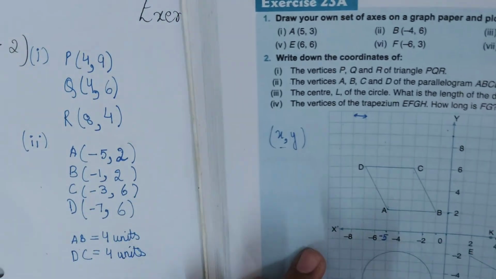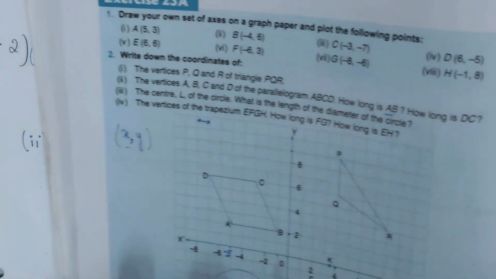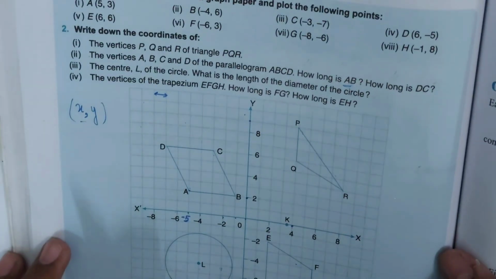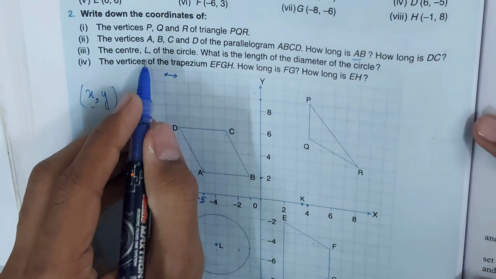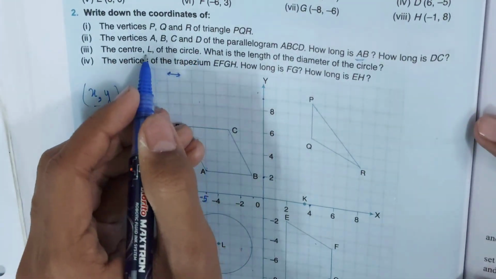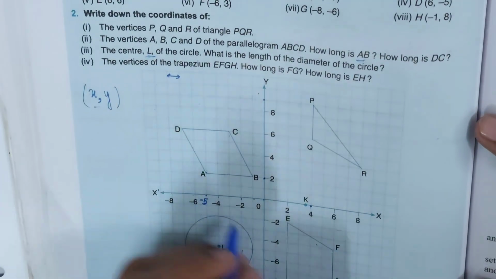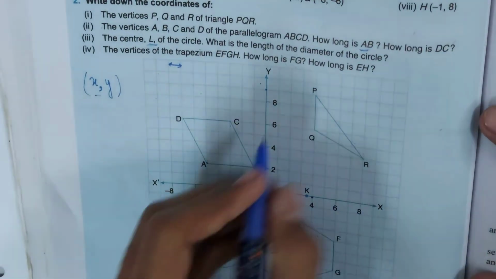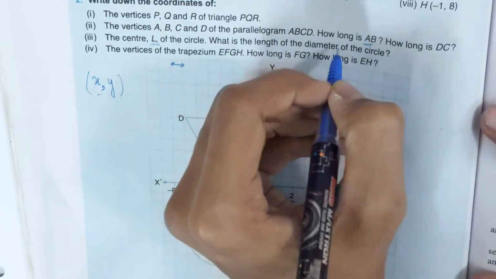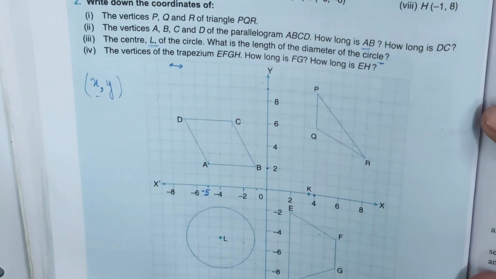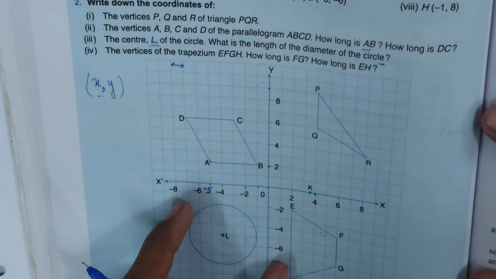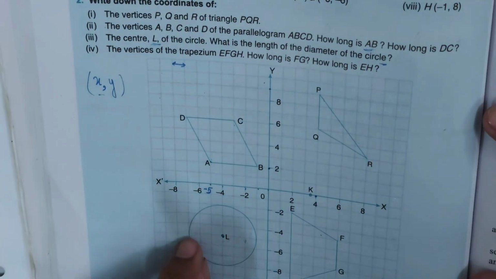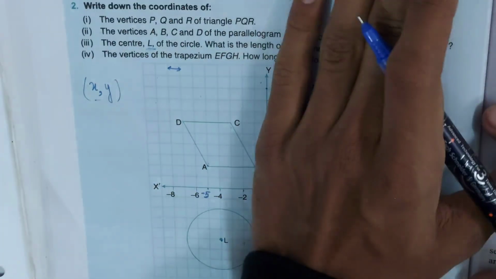Fine. Now see the next part, right? This is your third part. Okay, write down the coordinates of the center L of the circle, right? You have to write down the coordinates of center L of this circle and what is the length of the diameter of the circle, right? We have to tell the coordinates of this center point first, then we have to tell the length of the diameter of this circle. Okay, we will come to this second part later on.